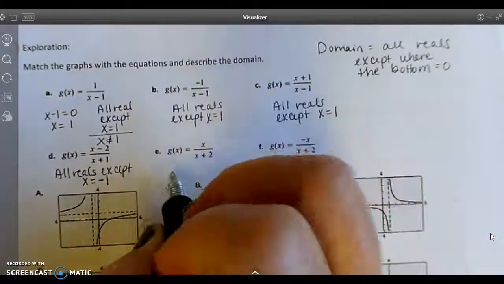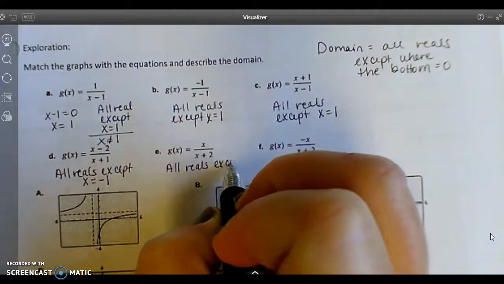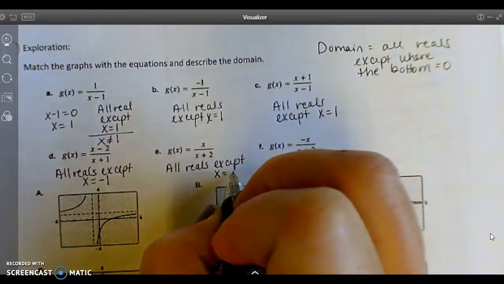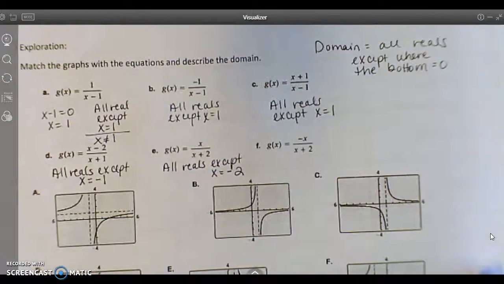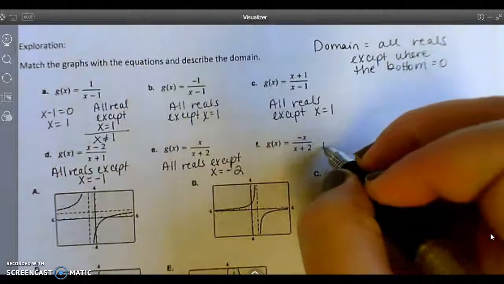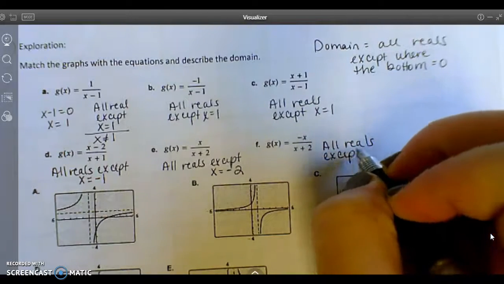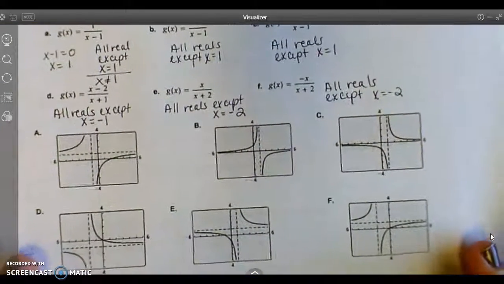Okay, E. This one would be all reals except where the bottom is equal to 0, that would be x equals -2. And then again on F, all reals except x equals -2.